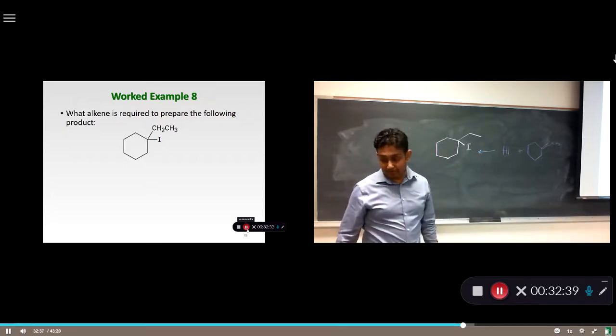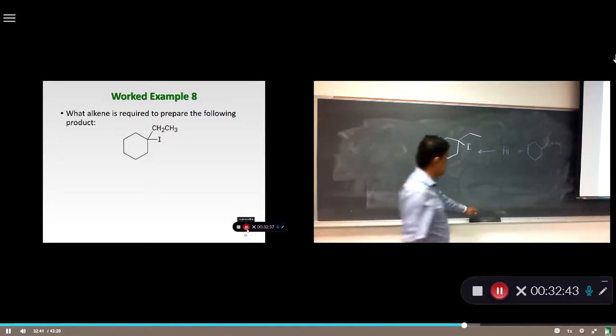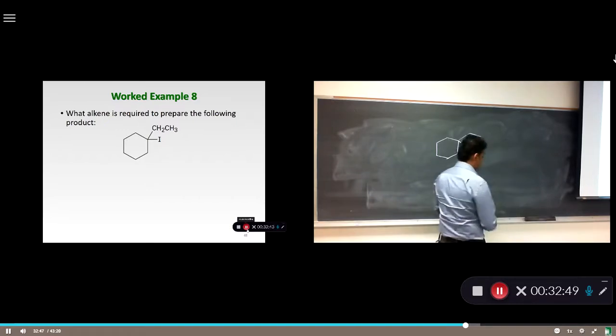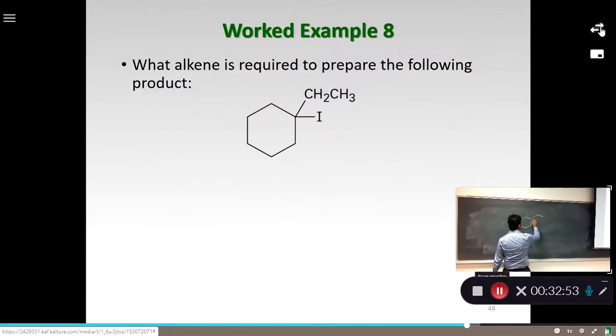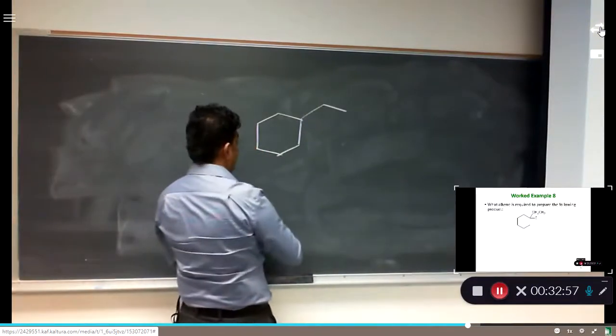This is not that hard. Some people say, oh my god, I'm so confused. No, don't be. This is not hard, and this is how you think. You know you are adding HI to a double bond, so you simply have to erase the iodine because you added it later, right?